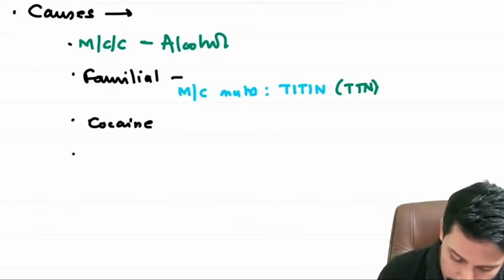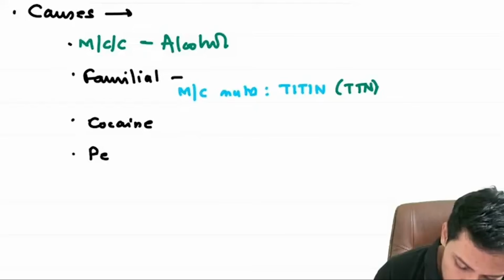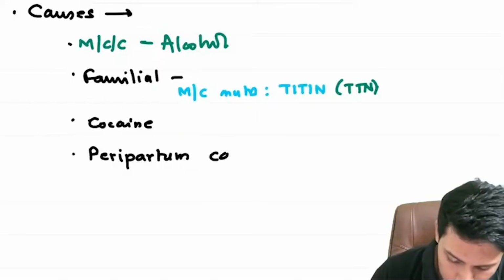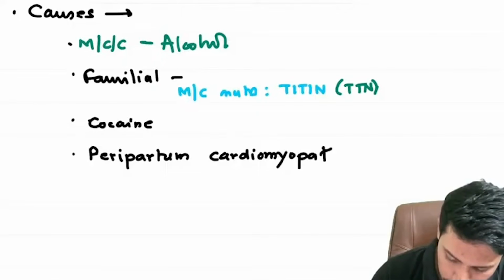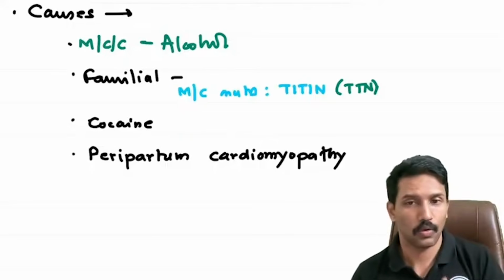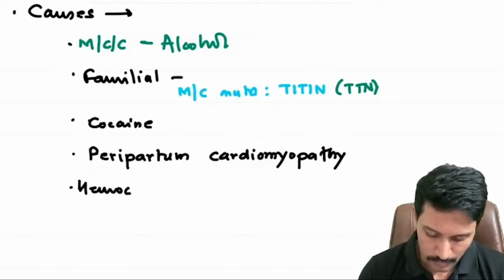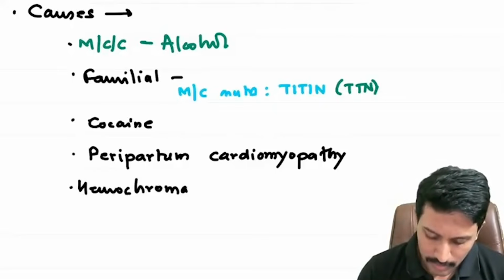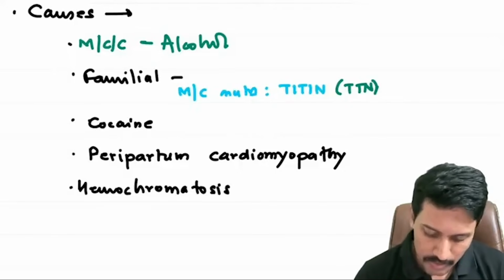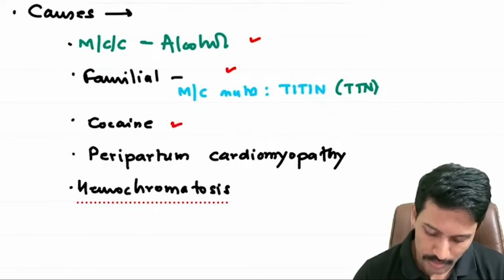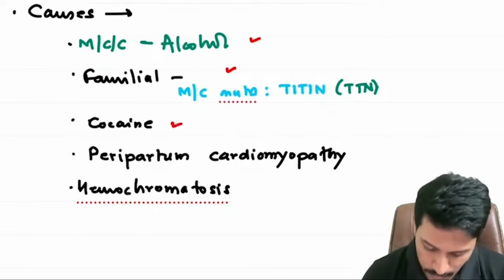Okay, what else can I quote here? The peripartum or puerperal cardiomyopathy that we call is also a form of dilated cardiomyopathy. So the list can go on and on. Like hemochromatosis is one more. You don't have to write an elaborate list. What is expected from you is you should mention alcohol, you should mention familial, you should mention cocaine. Drugs is something that you should mention.